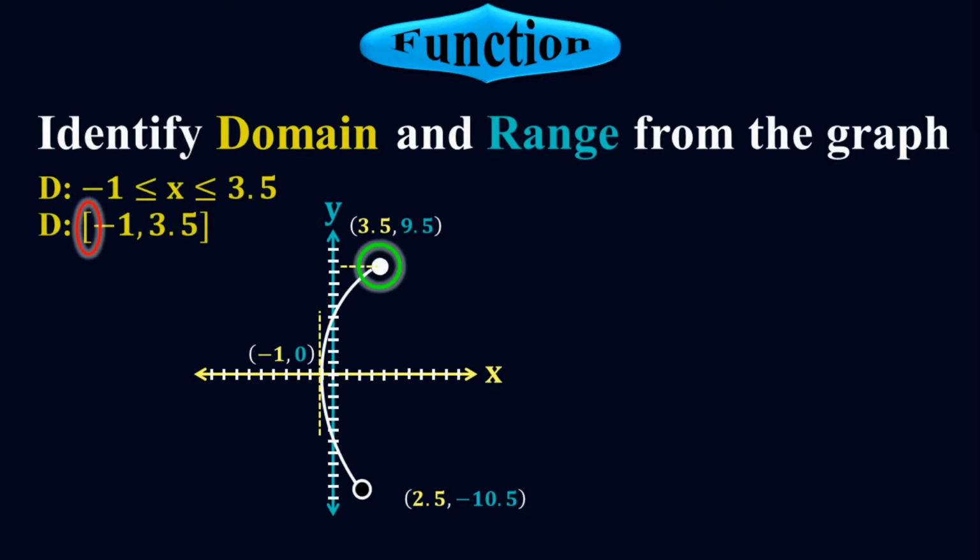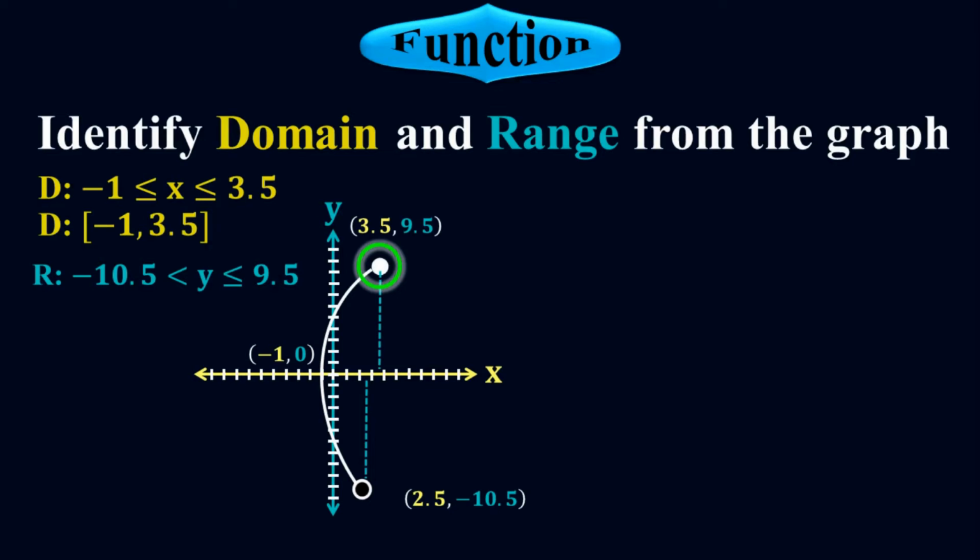There is a close bracket with negative 1 because of the vertex, and a close bracket with 3.5 because of the filled-in circle. To find the range, I'm gonna take the y values. This end is located on 9.5 along the y-axis. This one is on negative 10.5 along the y-axis, which is my range. My range is negative 10.5 and 9.5. Y is greater than negative 10.5, equal to and less than 9.5.